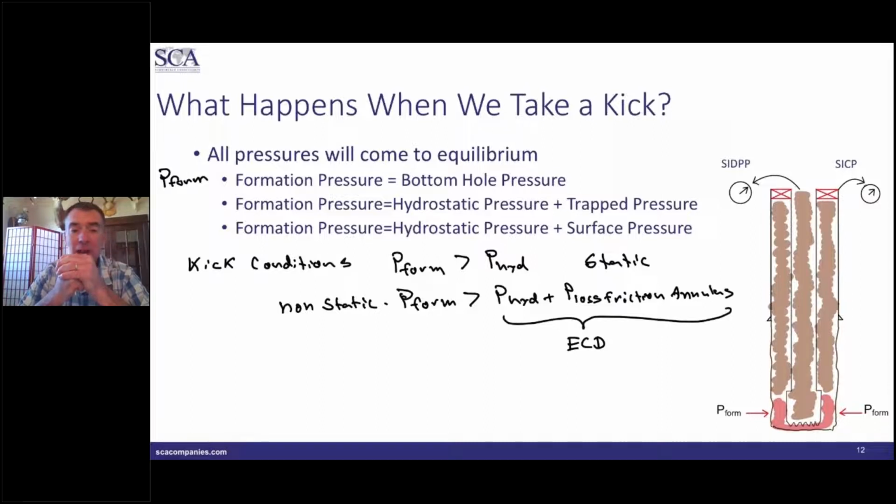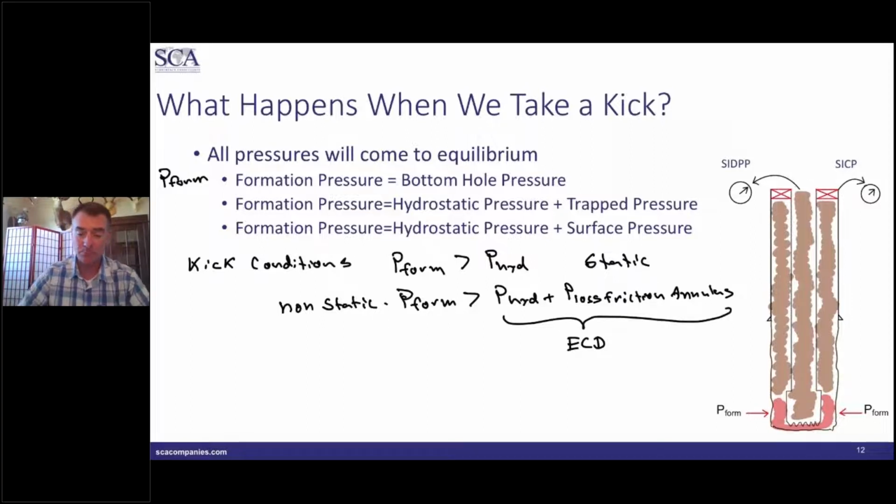So once we take a kick, when we look at this in a well control situation, while we're taking a kick, that formation pressure is higher than our bottom hole pressure. As soon as the bottom hole pressure gets to the point where it equals formation pressure, the well stops kicking.